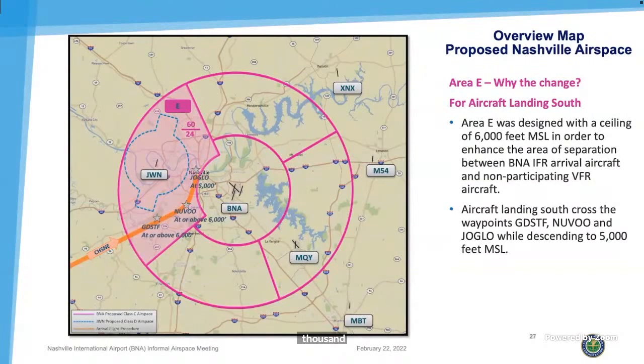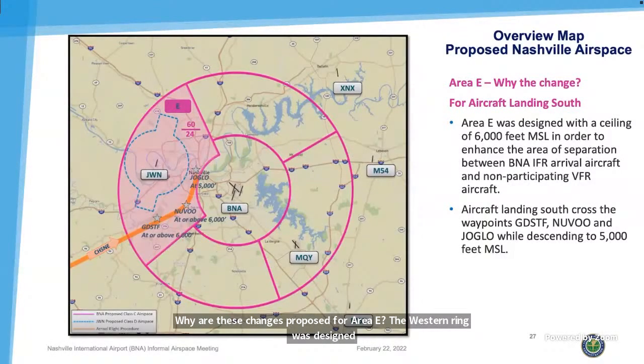Why are these changes proposed for Area E? The western ring was designed to increase separation between IFR aircraft arriving to and departing from Nashville and non-participating VFR aircraft. The higher ceiling would enhance the area of separation.